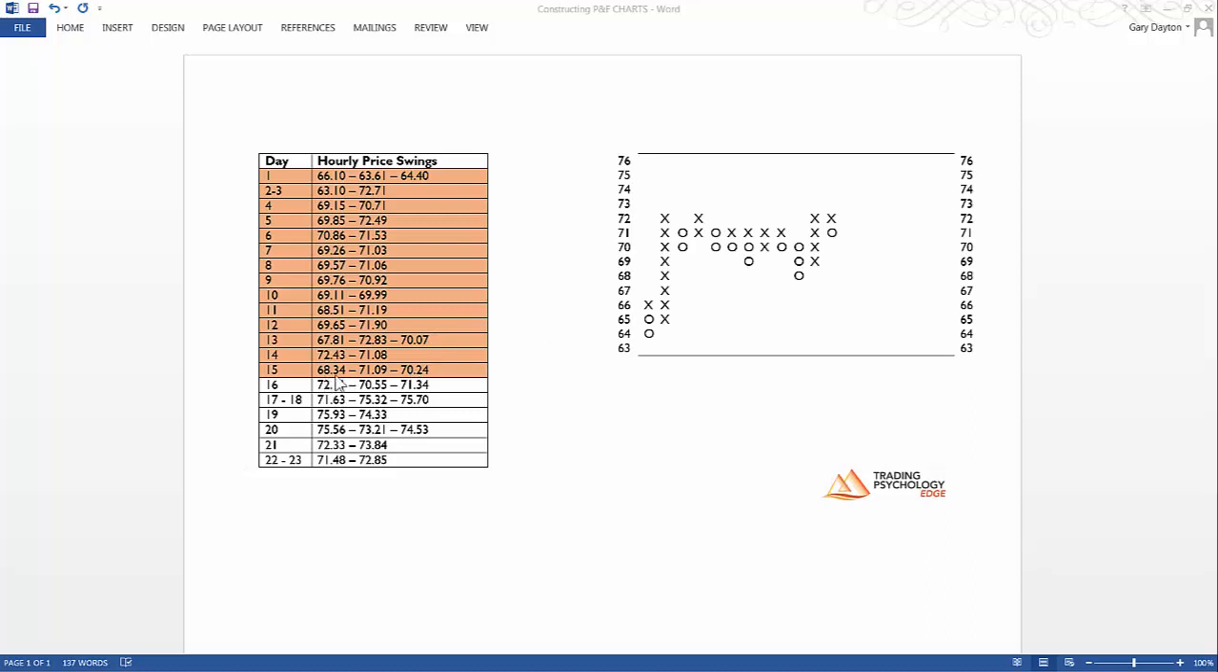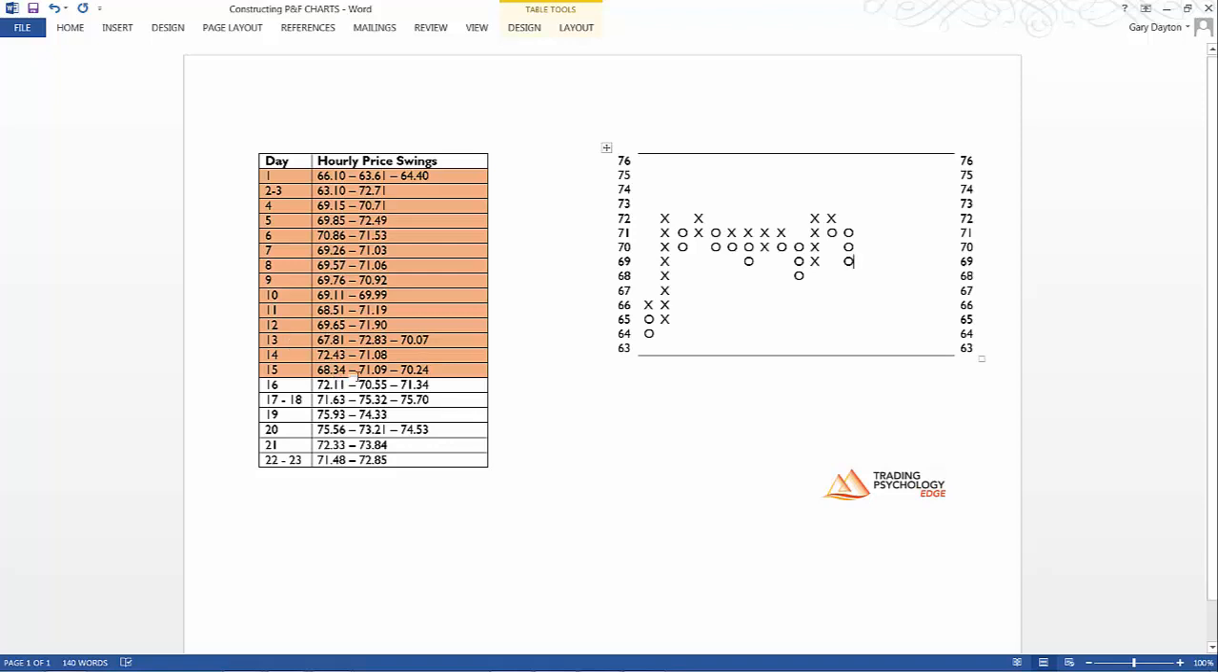The next day, the market slides down to 68.34. And we were at 72, so we have a figure at 71, so we start a new column. And 71, 70, 69, and we stop there, right? We can't go all the way to 68 because 68.34 is larger than 68.